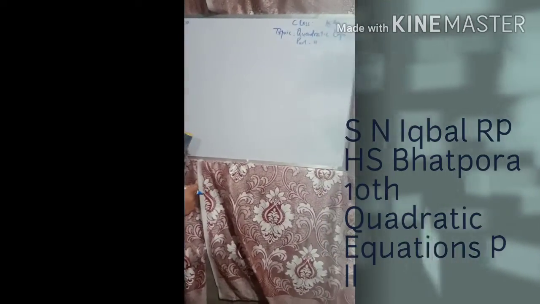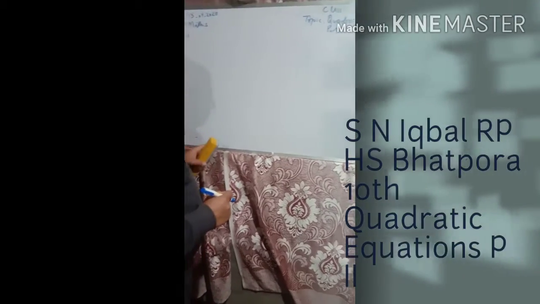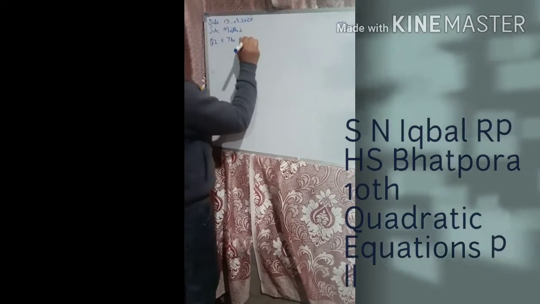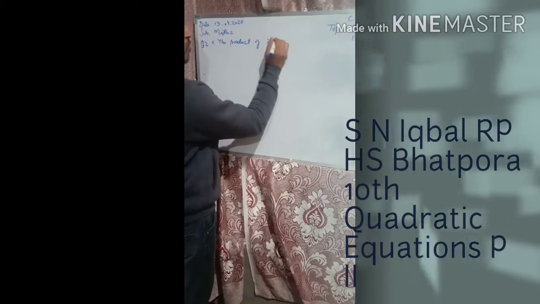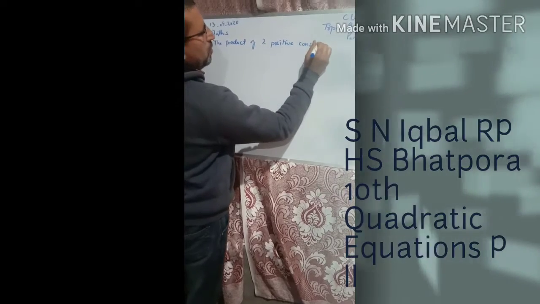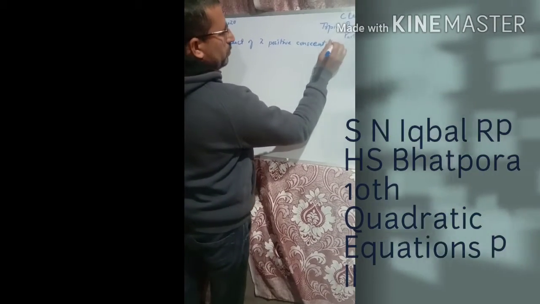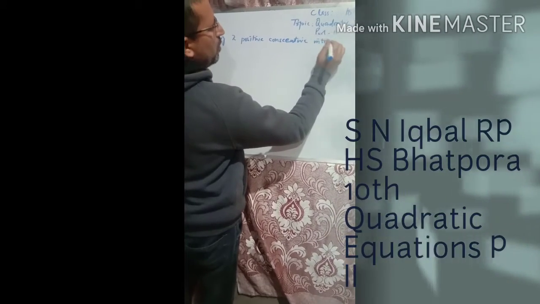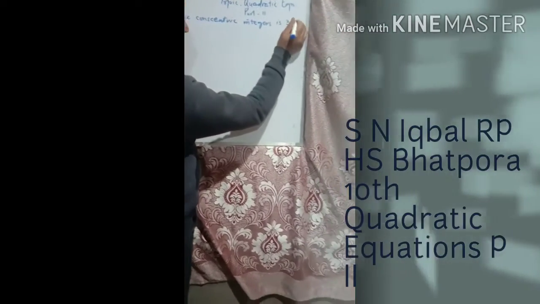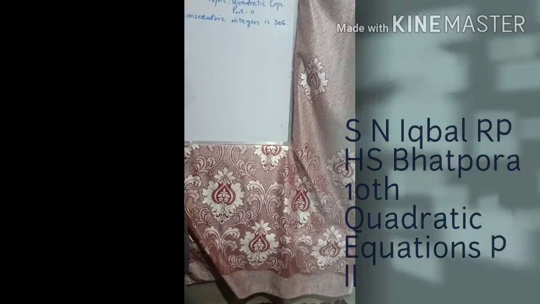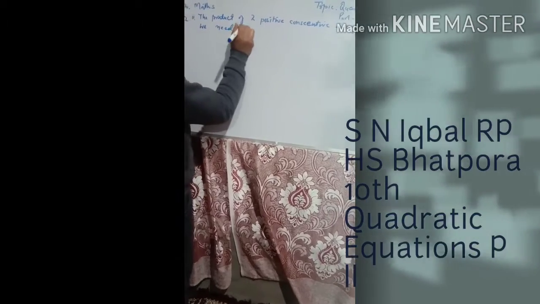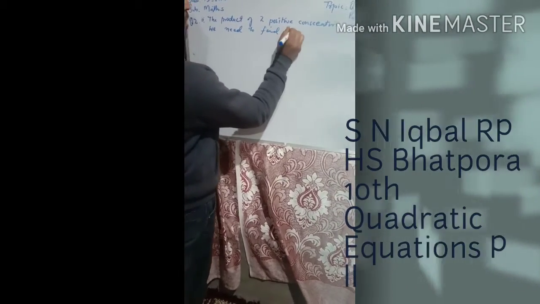The product of two consecutive positive integers is 306. We need to find the integers.